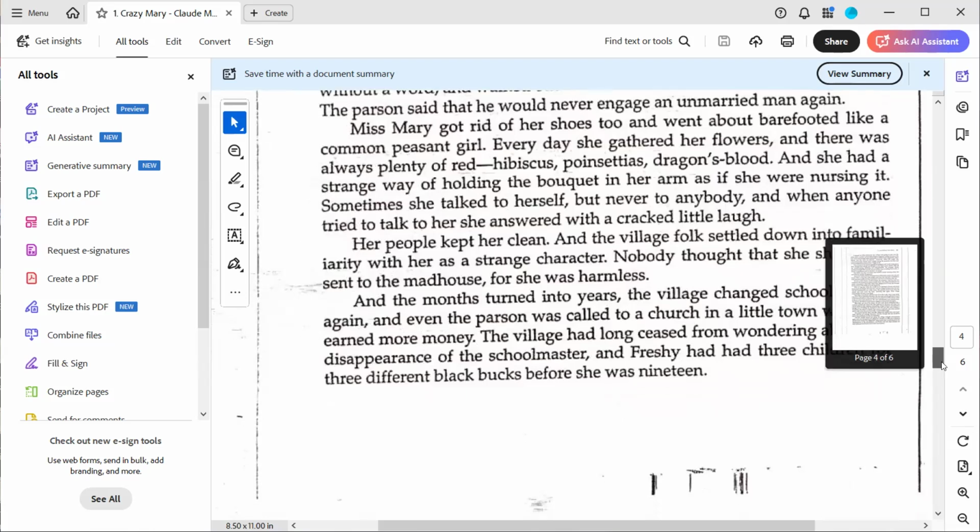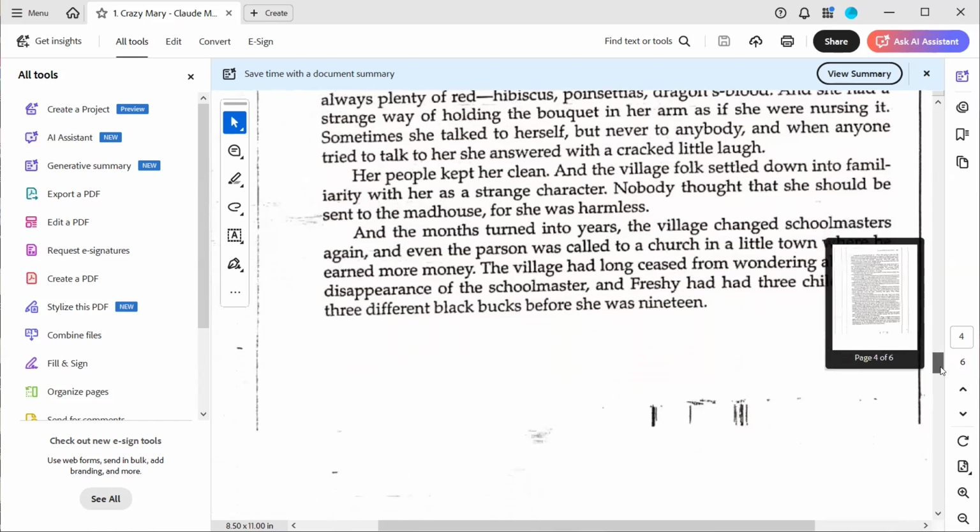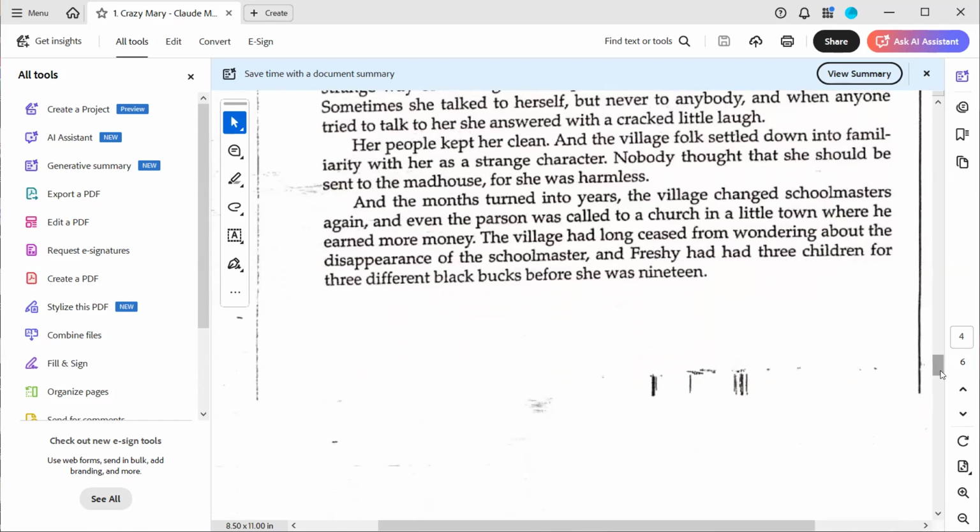Miss Mary got rid of her shoes and went about barefooted like a common peasant girl. Notice the change? So there was some bacchanal, some confusion, some scandal that Miss Mary ended up with. She had to leave the village, and then she came back. And when she came back, she started walking about barefooted. Every day she gathered her flowers, and there was always plenty of red flowers, hibiscus, poinsettias, dragon's blood. And she had a strange way of holding the bouquet in her arm as if she were nursing it. Sometimes she talked to herself, but never to anybody. And when anyone tried to talk to her, she answered with a cracked little laugh.